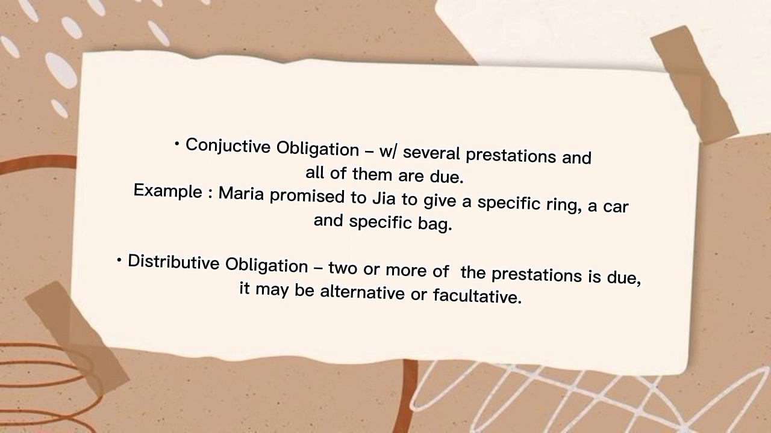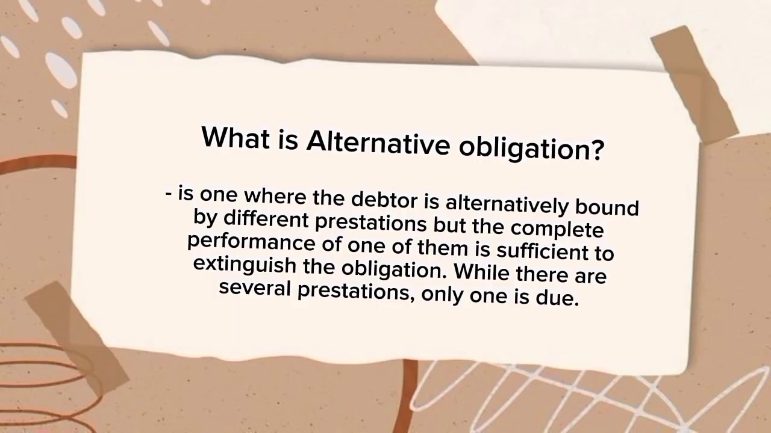Distributive obligation means two or more of the prestations is due. It may be alternative or facultative. What is alternative obligation? Alternative obligation is one where the debtor is alternatively bound by different prestations, but the complete performance of one of them is sufficient to extinguish the obligation. While there are several prestations, only one is due.